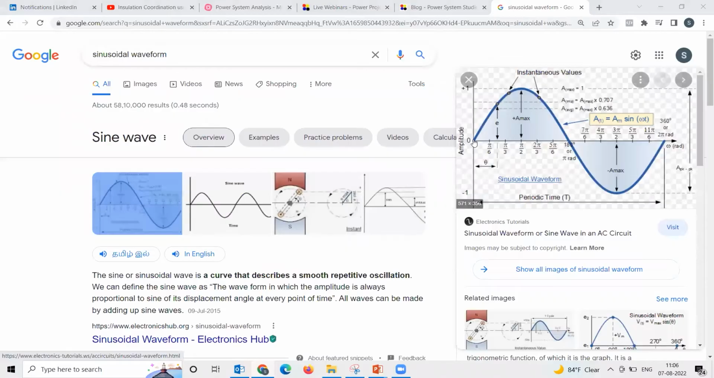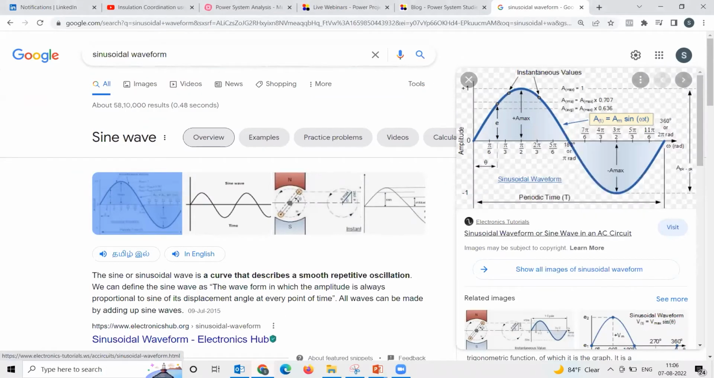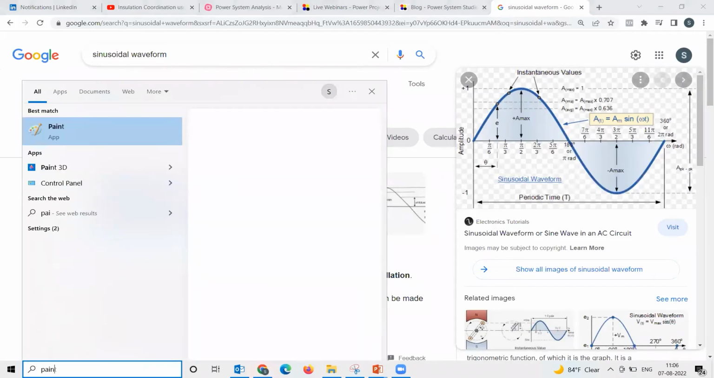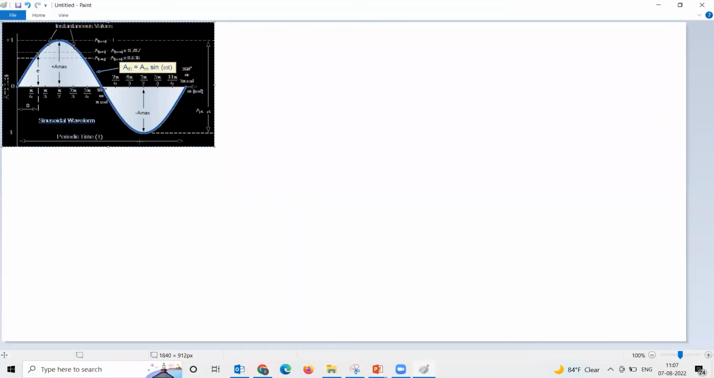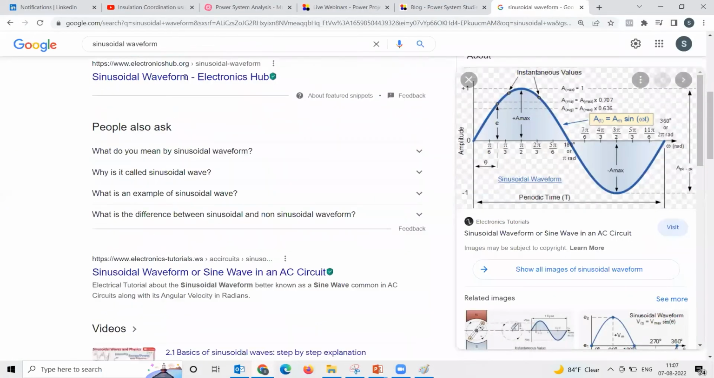Whether the fault occurs at this instant, or in this instant, or in that instant, you will not be able to change that when you are performing short circuit studies using ETAP. Let me put it here for better clarity. Okay, this waveform is not really good. Let's try to get some other good image.